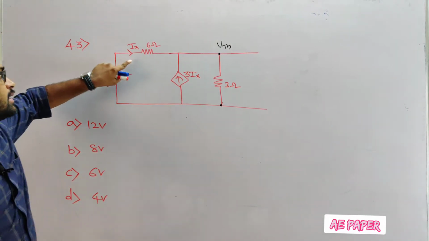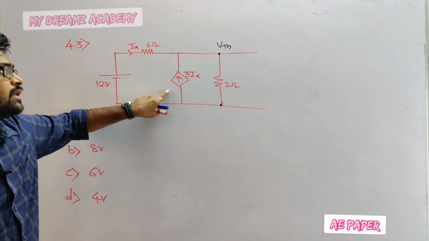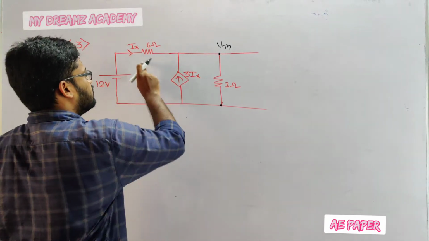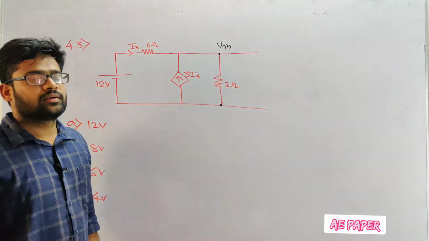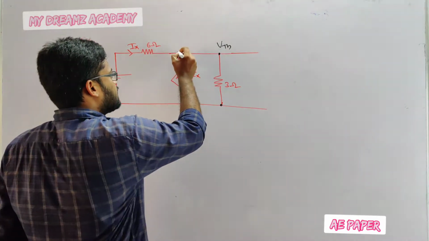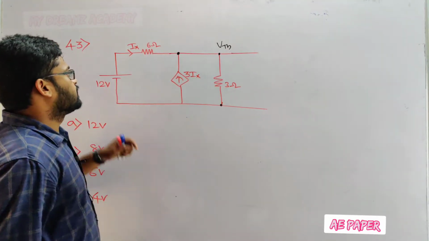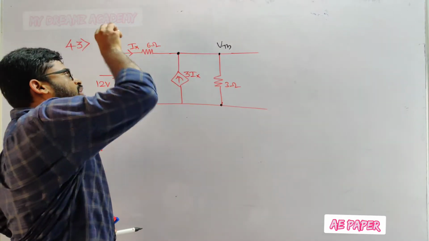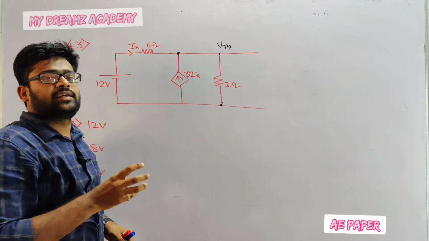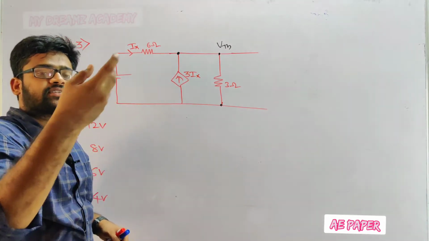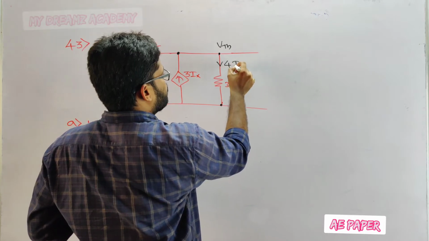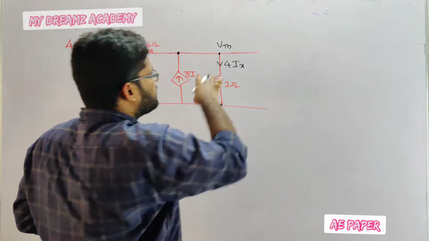So the current is coming like this, Ix, and the current coming from this is 3Ix. Total how much current will go from this resistor? From the KCL, the entering current is equal to the leaving current. Entering current Ix and entering current 3Ix, Ix plus 3Ix will give 4Ix. The current flowing through this one is 4Ix, and the voltage across this one.